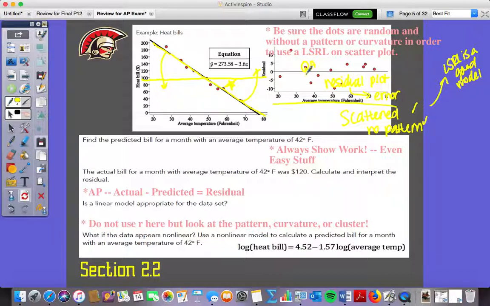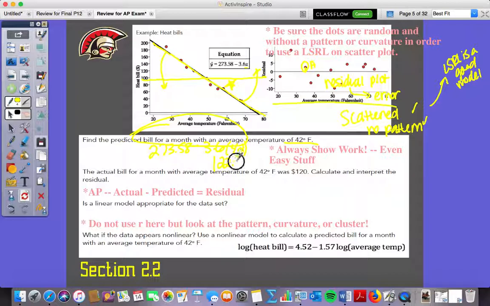It says find the predicted bill for a month with an average temperature of 42 degrees. Well, 42 degrees is what is represented with x, so I simply plug it in: 273.58 minus 3.6 times 42. Make sure you write the formula first, write it in context, plug it in, and give me an answer. It's 122.38.